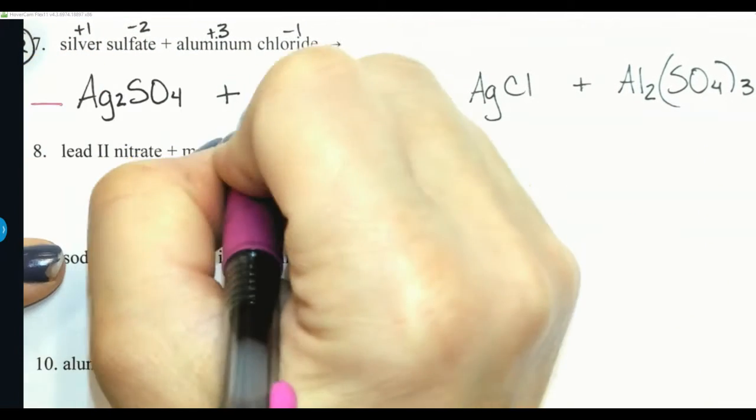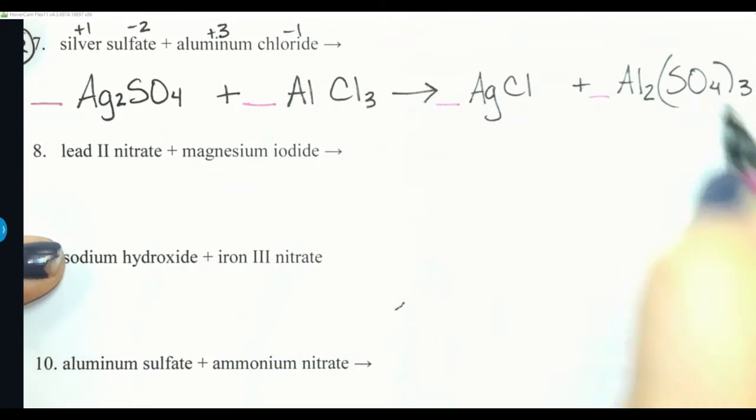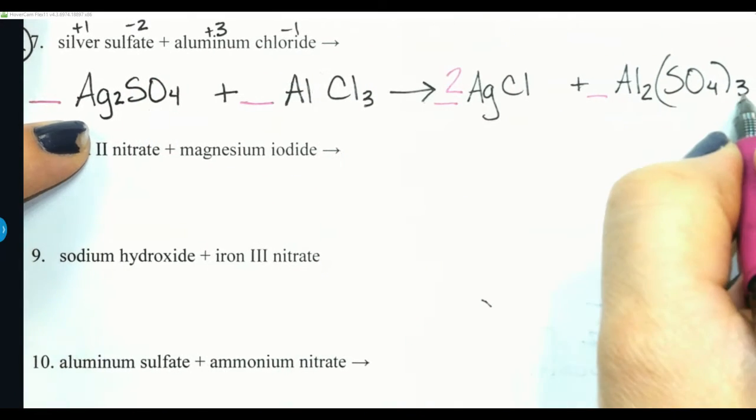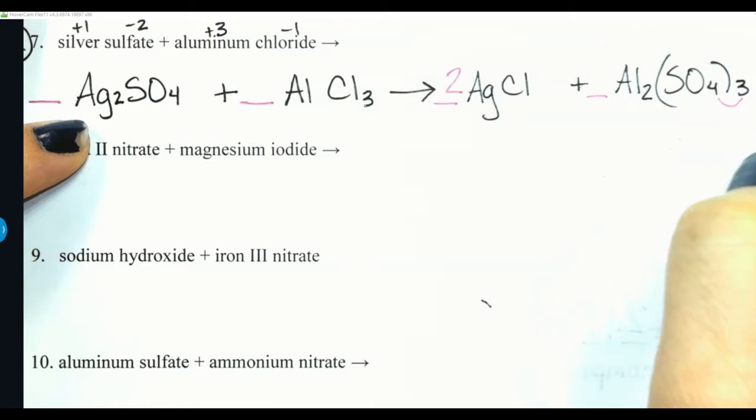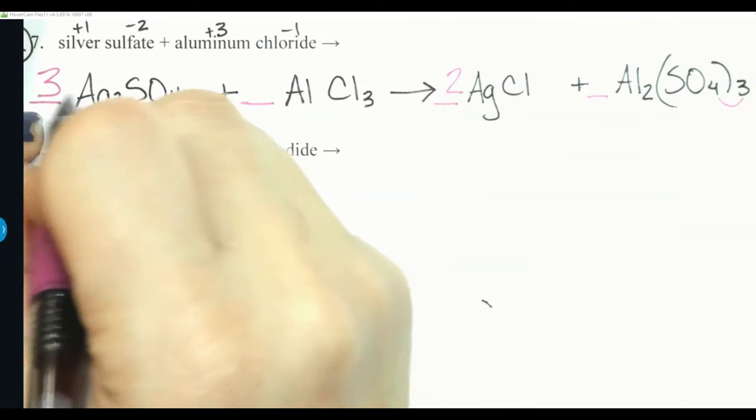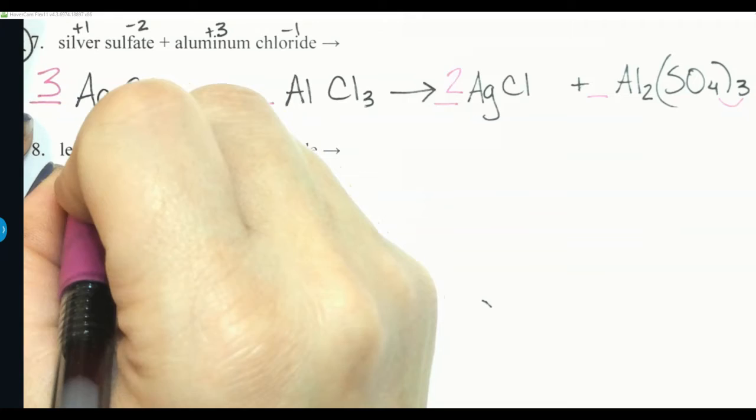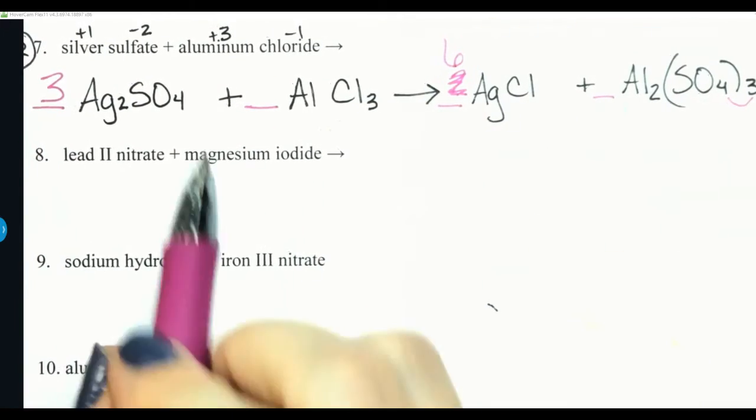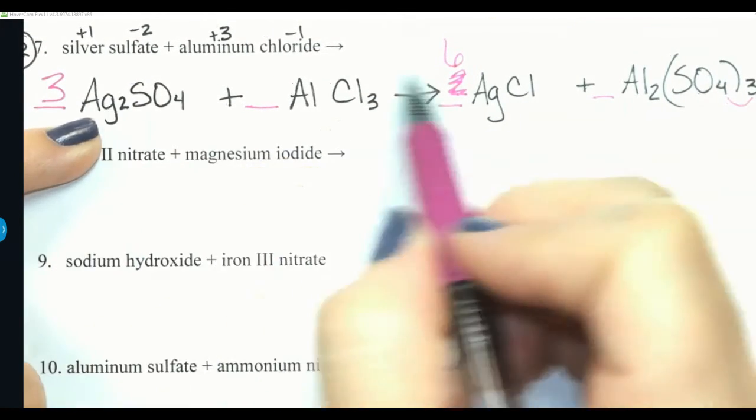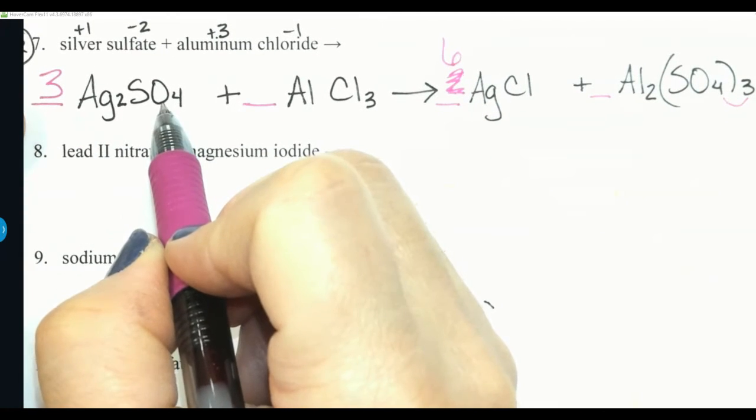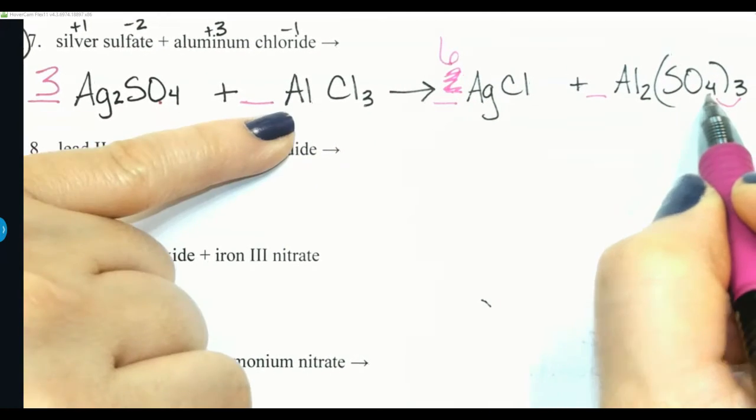So we're going to get a blank here, a blank here, a blank here, a blank here. 2 silver, 1 silver, that puts a 2 there. 1 sulfate, 3 sulfates. So I'm going to need a 3 here. That has changed my silver to 3 times 2 is 6. So I'm going to go ahead and change this to a 6. And so we have 3 times 2 is 6. 6 silvers. 3 sulfates. 3 sulfates.